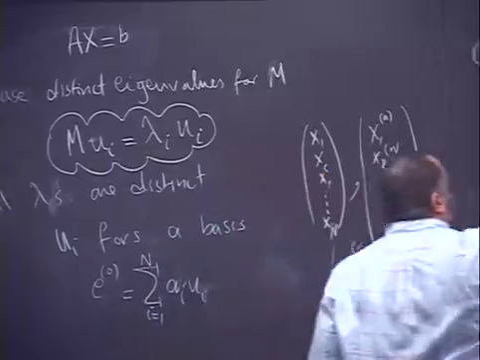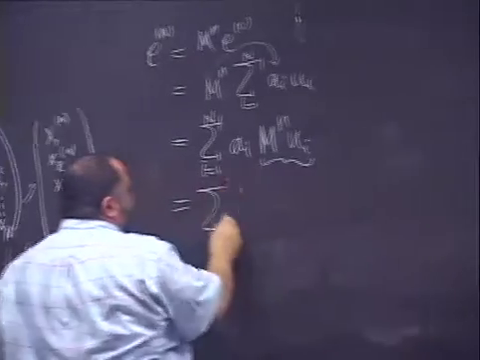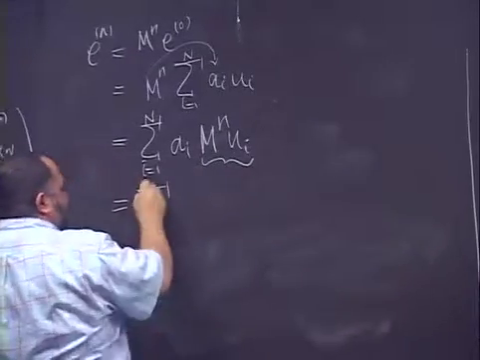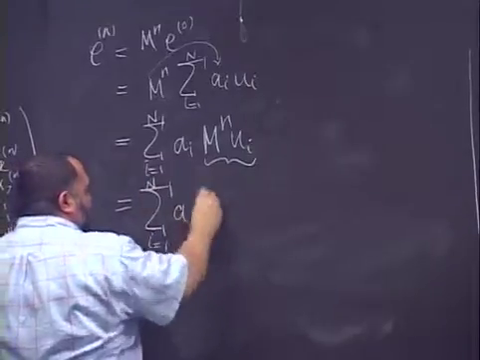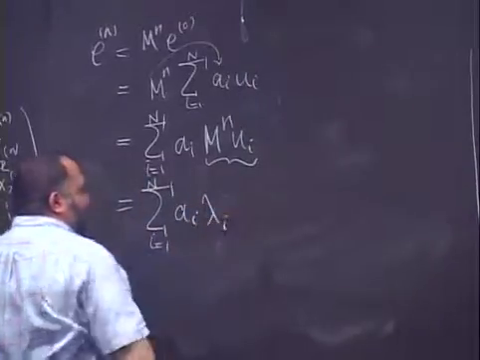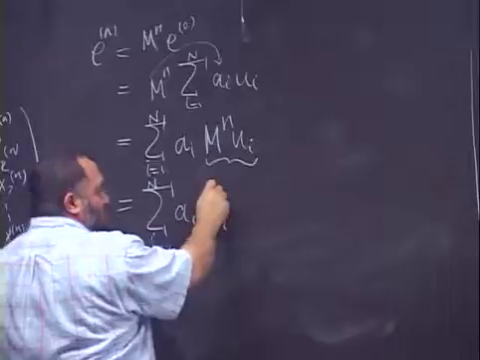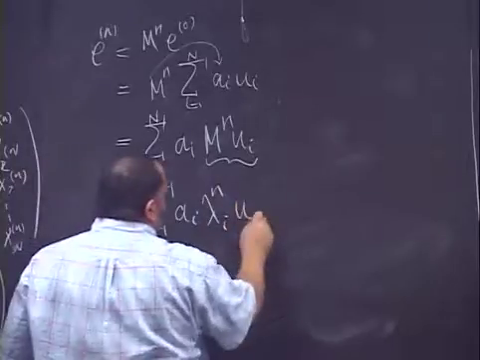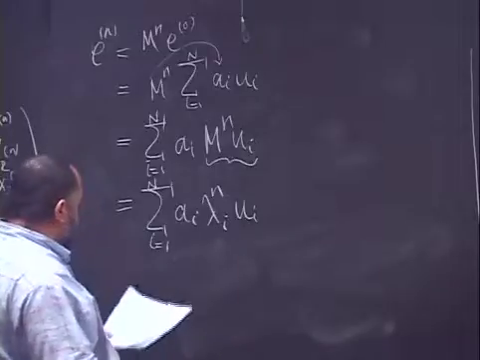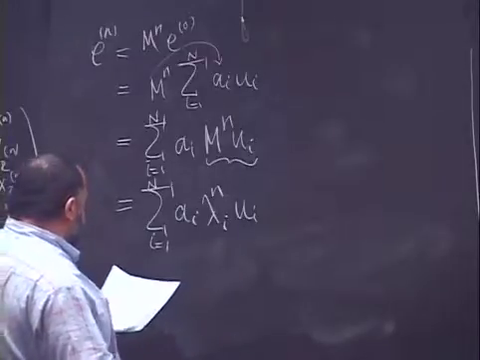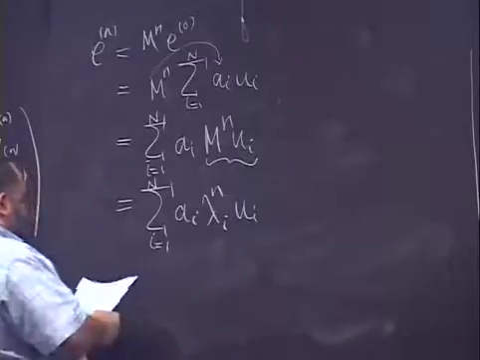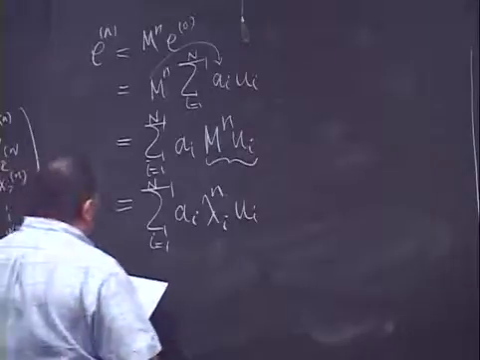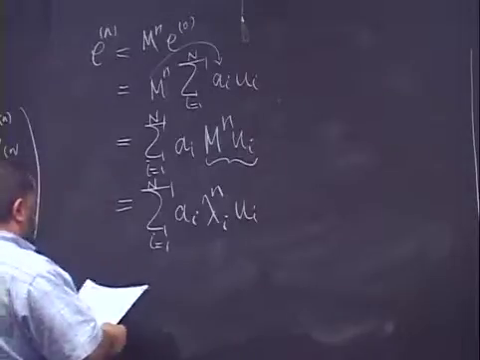What's this? What do you say? Lambda what? Lambda i to the power of n, multiplied by what? Ui. Okay, guys?